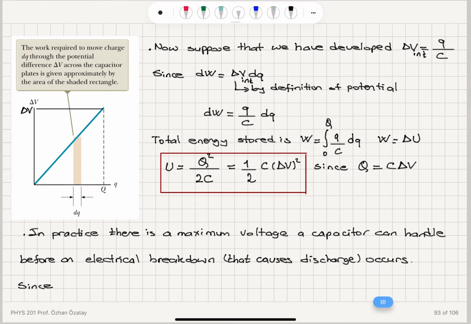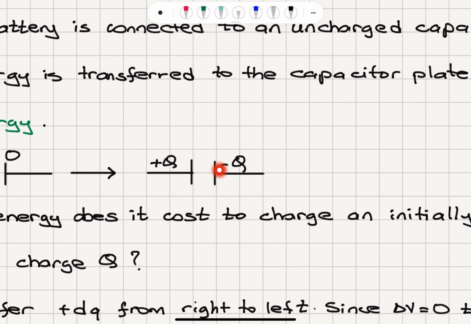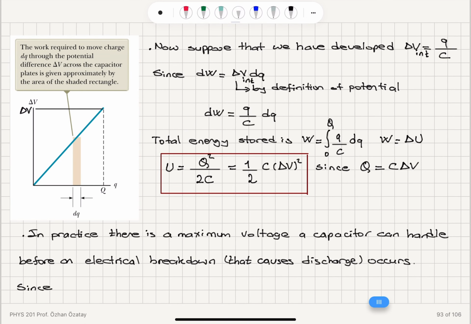That means at some maximum potential between these plates, we will start seeing charges hopping from one plate to the other, and that will be an electrical breakdown, so that this will cause discharge. So there is a maximum value that we can reach here.